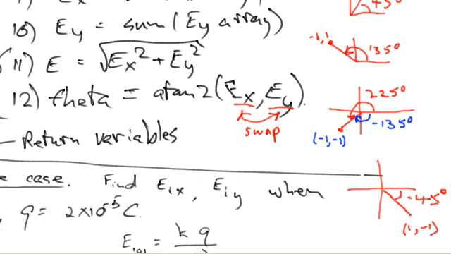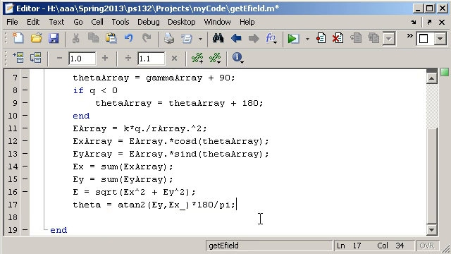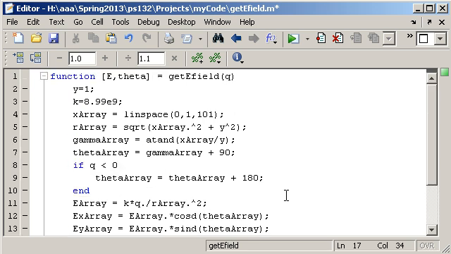And so I think I'm in a position to type in the calculation for theta is equal to atan2 of EY comma EX, and then times 180 slash pi. And then those are the two return variables, and that should actually do it for this function. Just hit delete there to shorten it by one line.